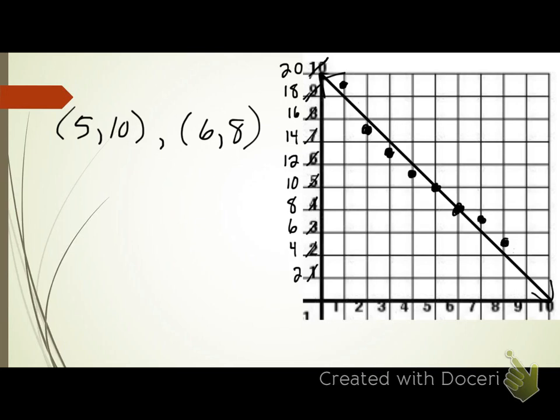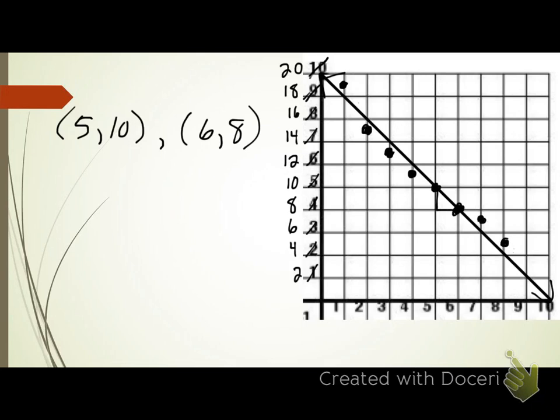Let's do the rise over run. Rise over run. We need our what? Slope. We need our slope. We can use rise over run. We can use our slope formula. Either of the two will give us our slope. So rise over run here.